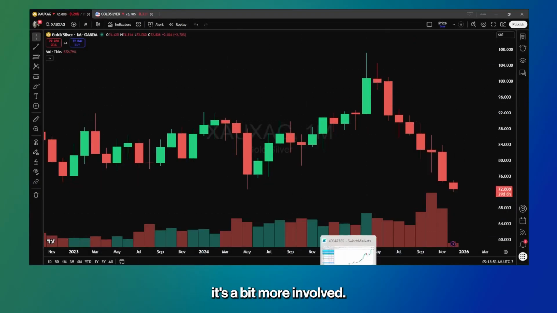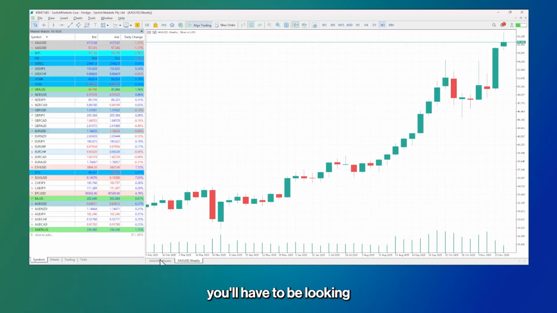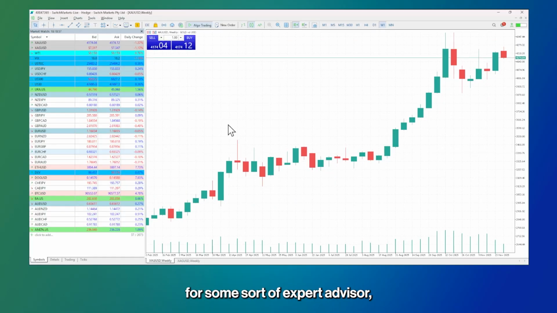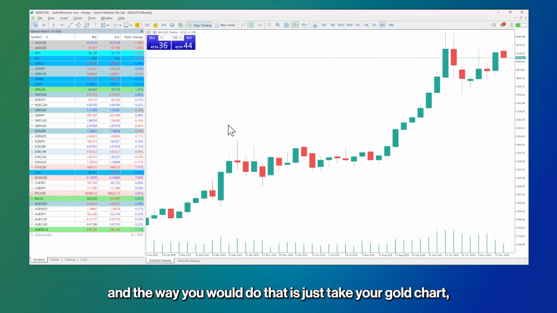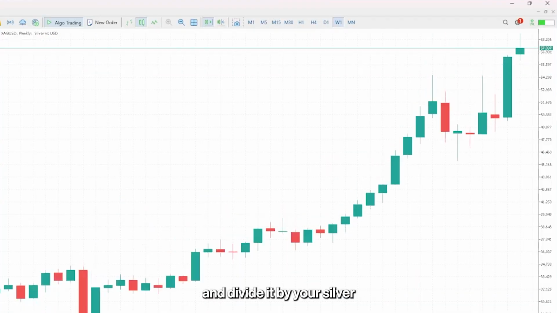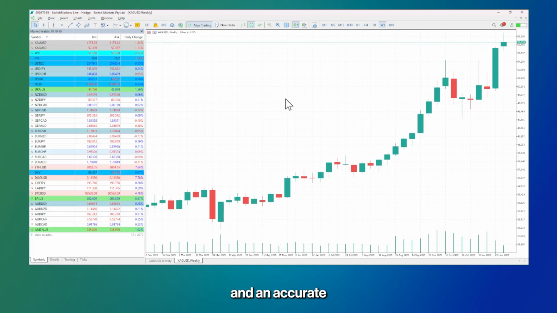Now, in MT5, it's a bit more involved. You'll have to look for some sort of expert advisor, maybe a third-party indicator, or you can just do this manually. The way you would do that is take your gold chart, look at the price of gold right up here, and divide it by your silver chart, the price of silver. That will give you a running total and an accurate look at your gold-silver ratio in real time.